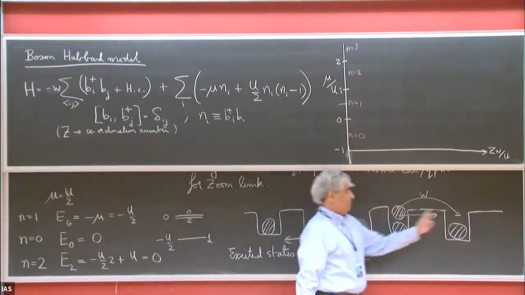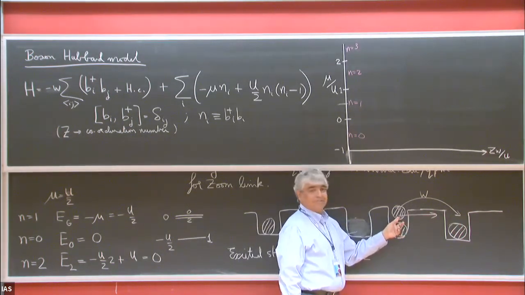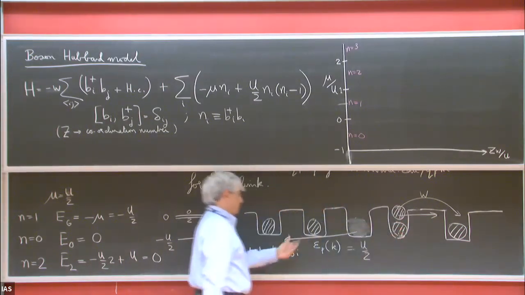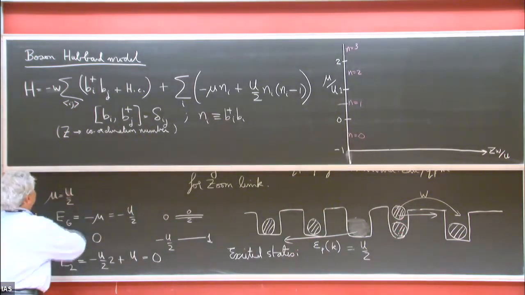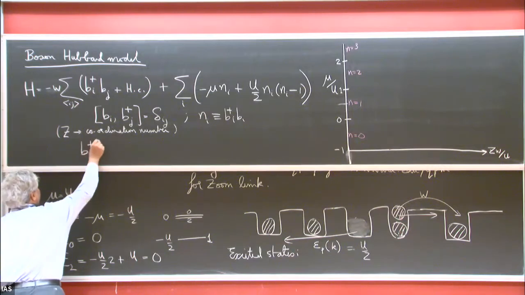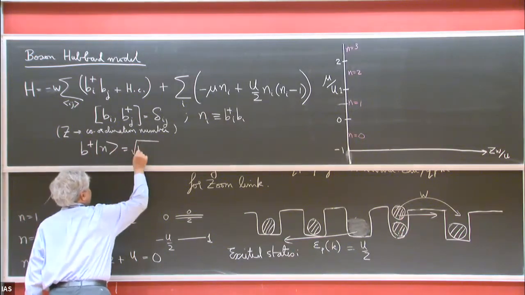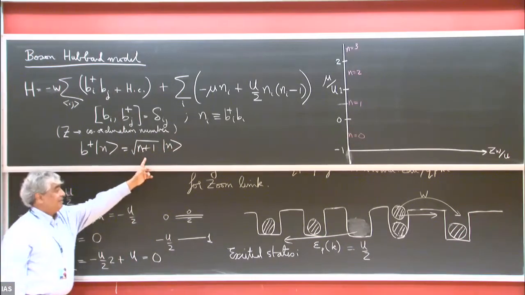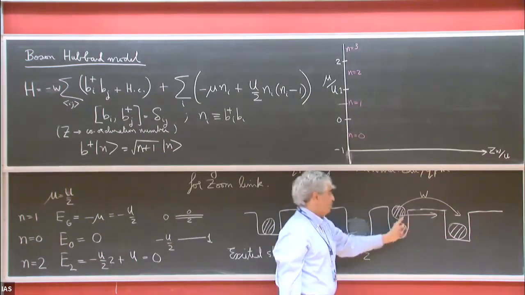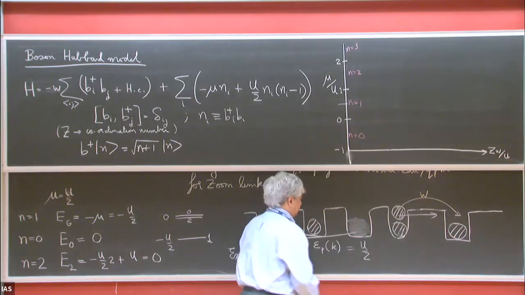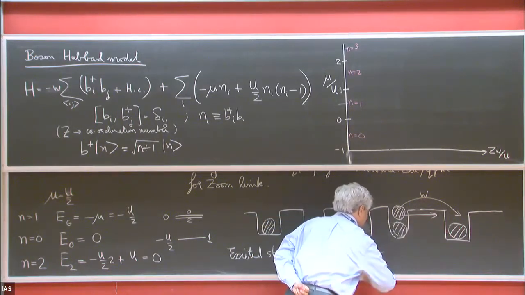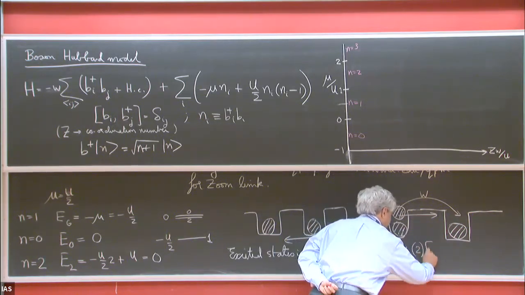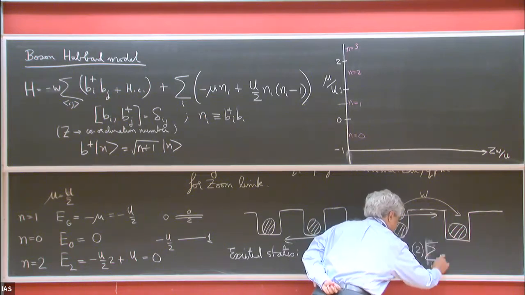But one thing you have to remember when you hop here is the famous Bose enhancement factor. So when this site is going from one boson to two bosons, or vice versa, the matrix element has the property that b dagger on n is square root of n plus 1. So that's the famous factor over here. And for this particle, you're going to pick up that factor twice, once here and once there. And so the dispersion then will be minus 2W times the Bose enhancement factor, which will still be 2, times the sum over the different directions of cosine of k_i.